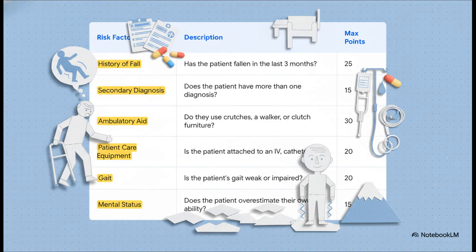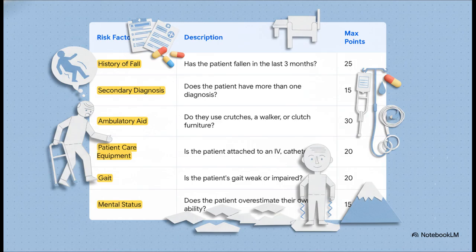There are 6 key things we look at. First, and this is a big one, history of fall. Has the patient fallen recently? That alone is worth up to 25 points because, as we know, it's the best predictor of a future fall. Next, a secondary diagnosis. Does the patient have more than one thing going on? That's 15 points. Then, ambulatory aid. Are they using a walker, or are they kind of grabbing onto furniture to get around? That can go up to 30 points.